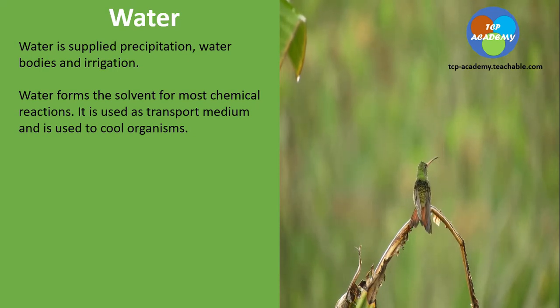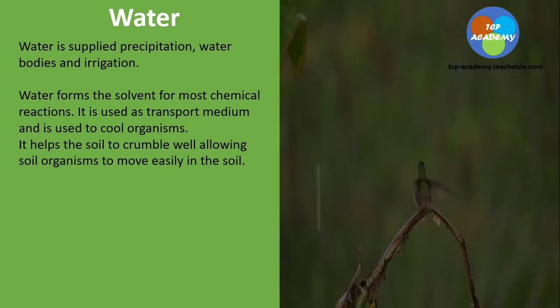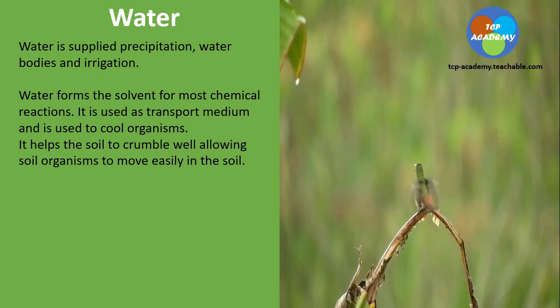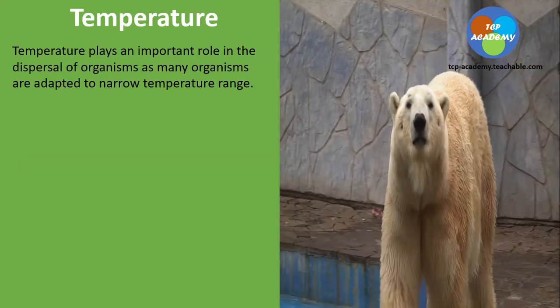used as a transport medium, and is used to cool organisms. It helps the soil to crumble well, allowing soil organisms to move easily. Water forms a major part of the photosynthesis process. It is needed for germination, and animals use it to help with the process of digestion.